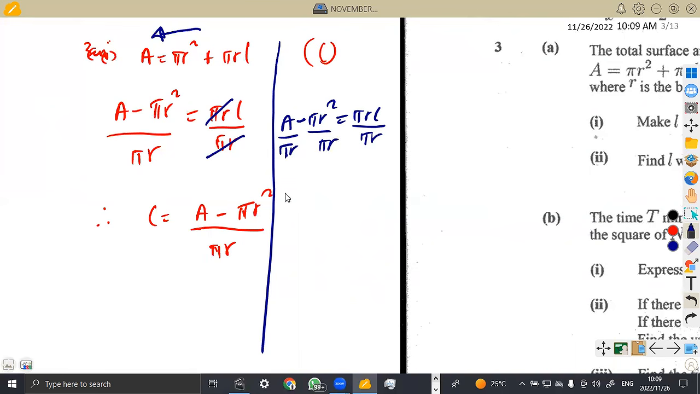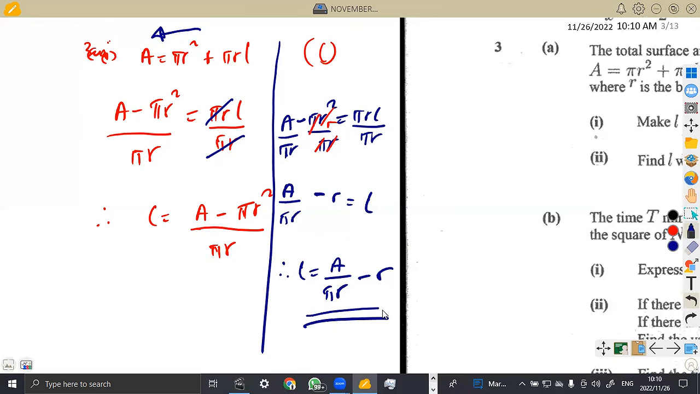So that will be A over pi r minus, here you can check that pi and pi will cancel. R into r squared, that is r, so it is going to be minus r, which is equal to L. So therefore, we could have written our L as A over pi r minus r, like that. So many ways of writing or expressing the answer.